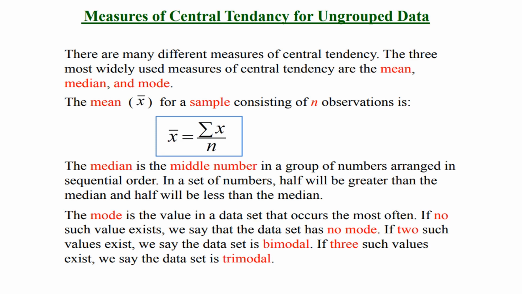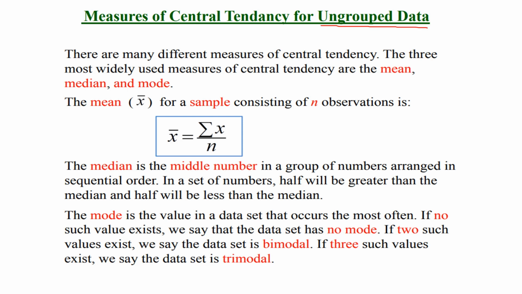So next we talk about measures of central tendency for ungrouped data. There are many different measures of central tendency, but three are the most widely used: mean, median, and mode. The mean for a sample consisting of n observations is defined as x bar equals summation of x divided by n. Summation of x means the sum of all data, divided by the number of data. So this is for ungrouped data.